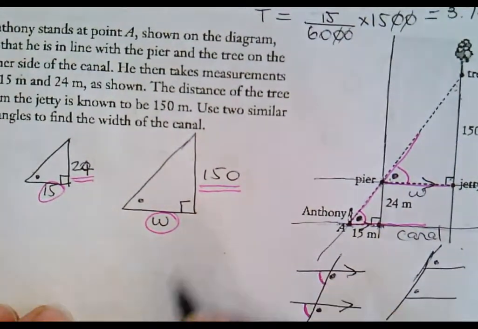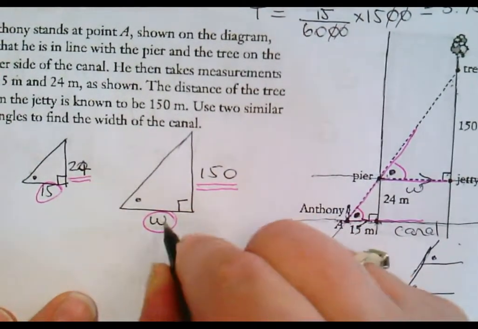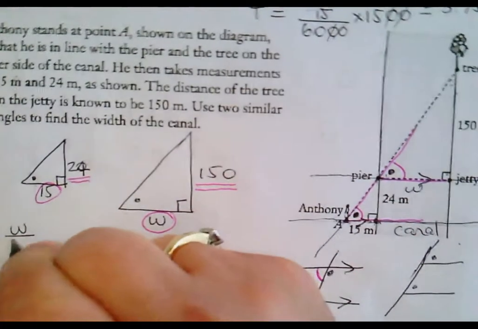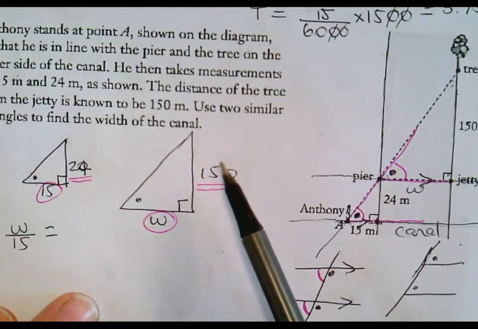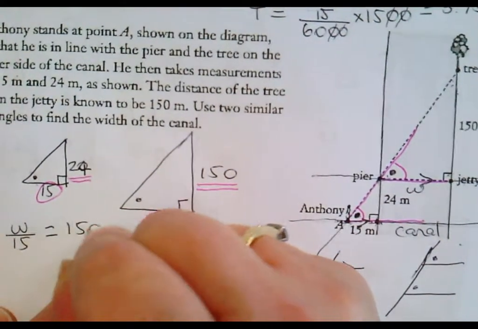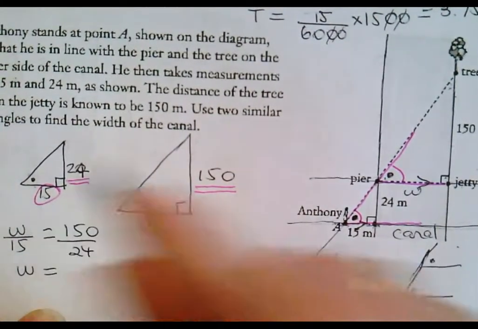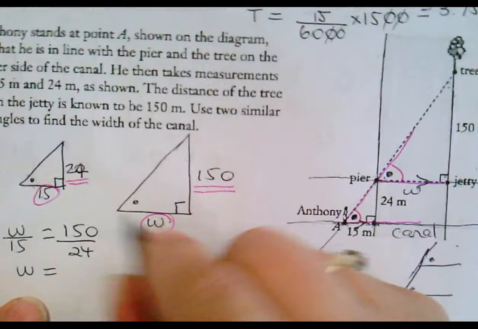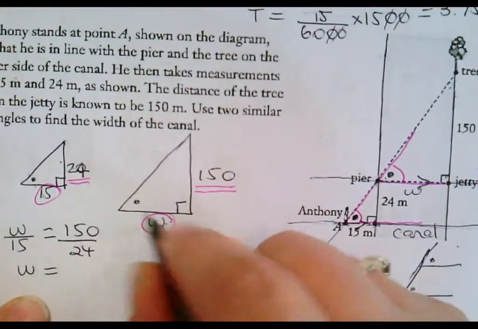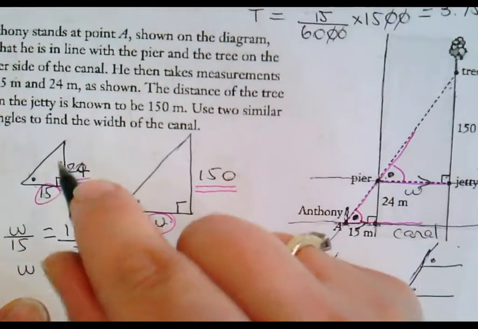So now we always put our unknown first. So how am I going to set up this ratio statement with an equals? W over 15 equals 150 over 24. I need to make sure I know which sides are corresponding, the matching ones, then I need to do them in the same order. That over that equals that over that. I'm going from right to left equals right over left. Got it? Right over left equals right over left.